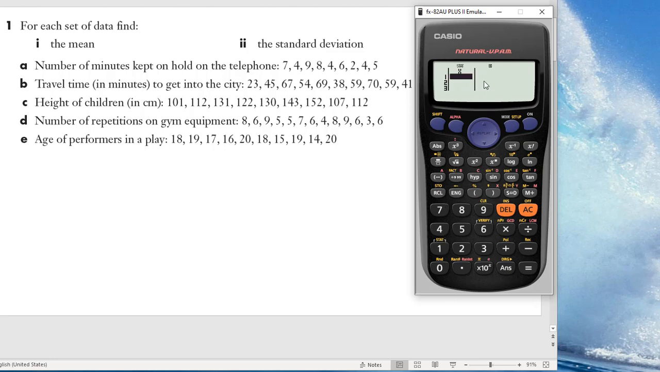Now you should get a frequency table here with X as the header, and we're going to enter the scores in. I'm just going to do the first one, the number of minutes kept on hold for the phone. You don't have to put the numbers in order. The calculator will do all that for you. So I'm just going to go quickly through and type 749, etc. I'm going to use the keyboard to do that. And just make sure on your calculator you hit the equals sign after each data entry.